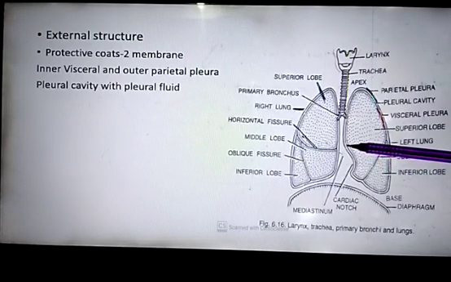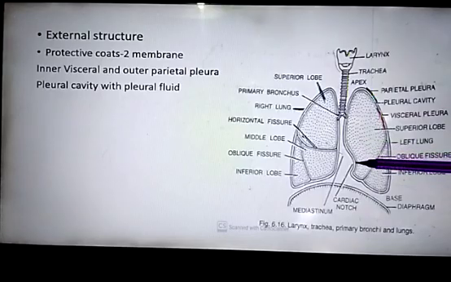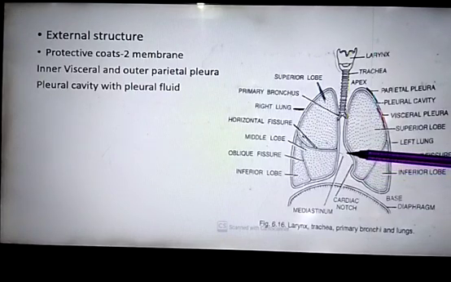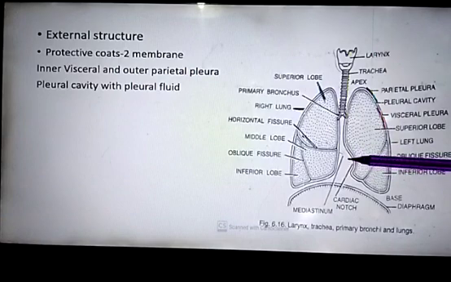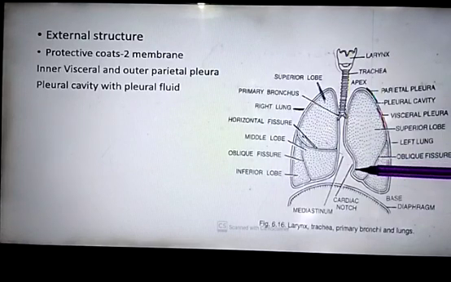You can see the left lung has a small cavity that is known as the cardiac notch. What do you mean by cardiac notch? It is a space where the heart is accommodated. So the heart is present in between the two lungs in the cardiac notch.